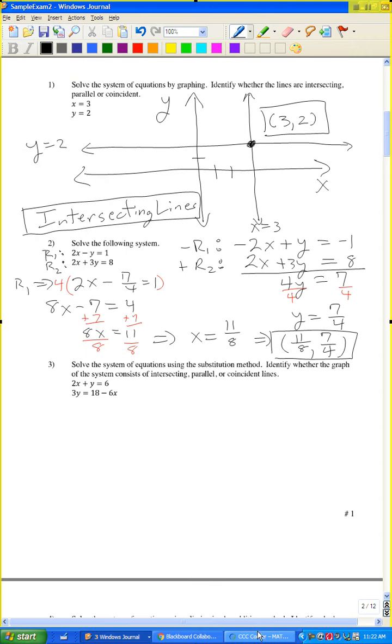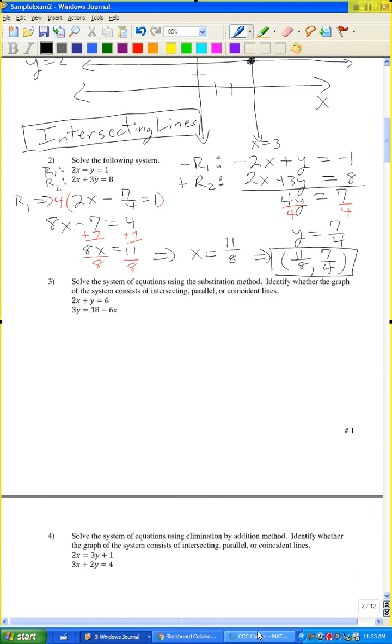Let me do problem number 3. Solve the system of equations by substitution. So they want substitution. Identify whether the graph of the system consists of intersecting, parallel, or coincident lines. So let's call this R1, R2. Let's use R2 to solve for y.